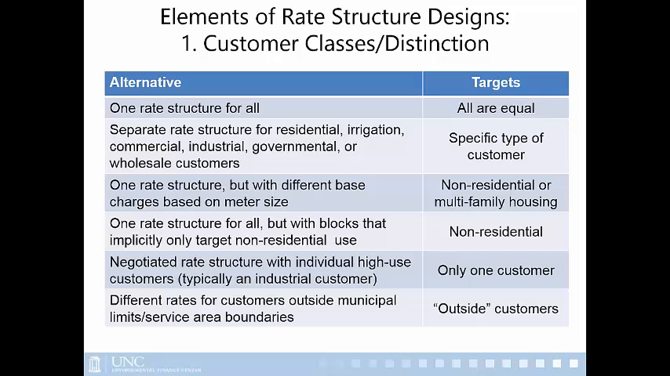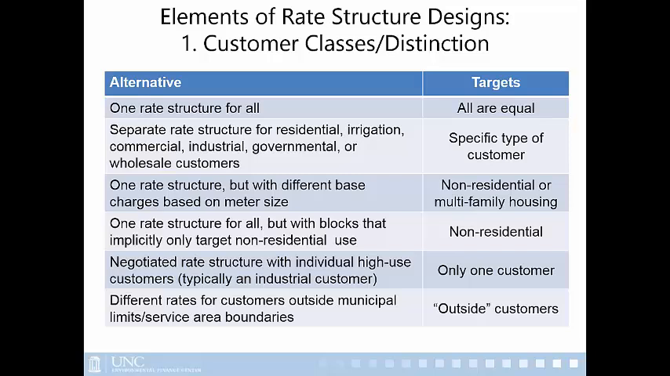In some cases, you have to be careful because sometimes these things might not be legal. But in some cases, you might be able to negotiate rates with high-use customers. That's typically done with bulk customers, with wholesale. If you're selling water to another town or another utility, you can consider bulk customers as something along the lines of this type of classification.